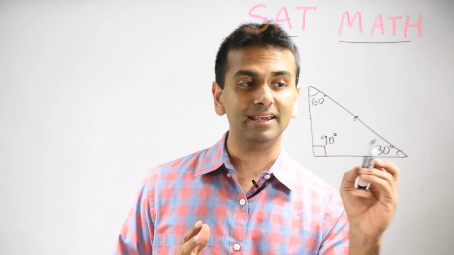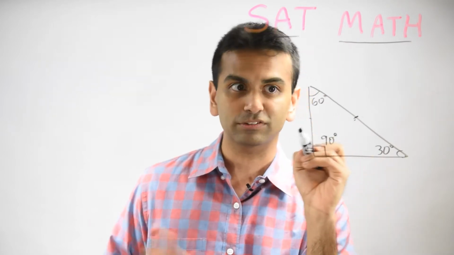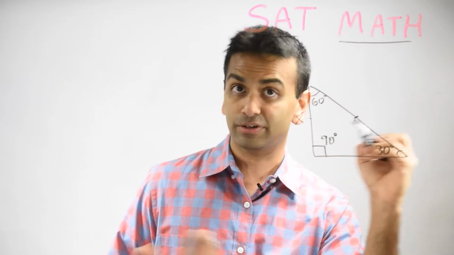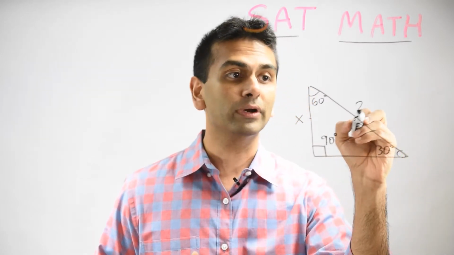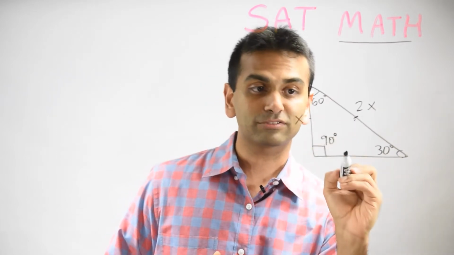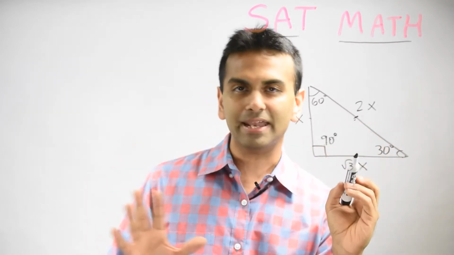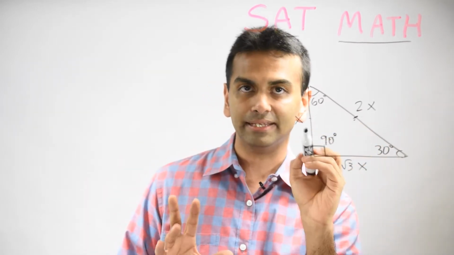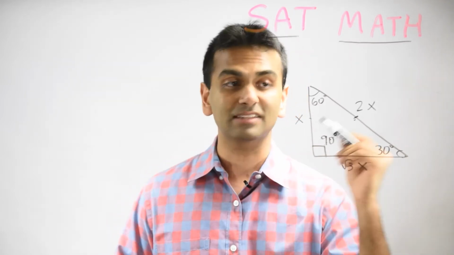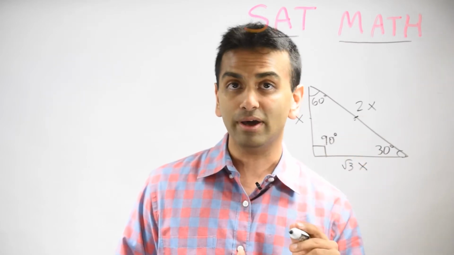Basically, the side across from the 30-degree angle, the smallest one, if we call that x, then the biggest side length, the one across from 90, the hypotenuse, will be 2x. The middle one, the one across from 60, will be root 3 times x. The point of that is that now, knowing any one side, you can find the other 2. Usually you need 2 sides to find the third, but if you know that you have a 30-60-90 triangle, knowing any one side can give you the other two.